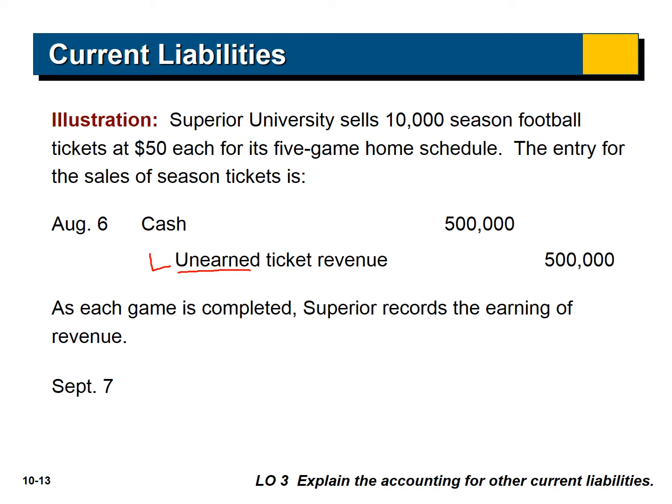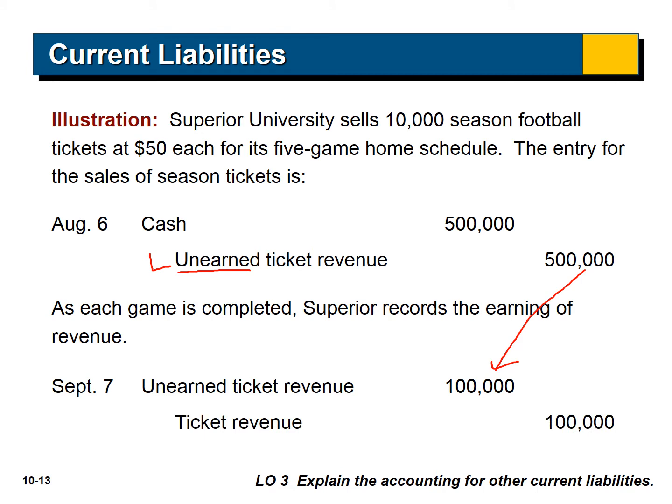After each game is completed, then we have to record that we've earned the revenue at that point. So we reduce the liability, not the whole amount, just what we've earned, and then we recognize the revenue. So remember, this is a liability, this is a revenue account.